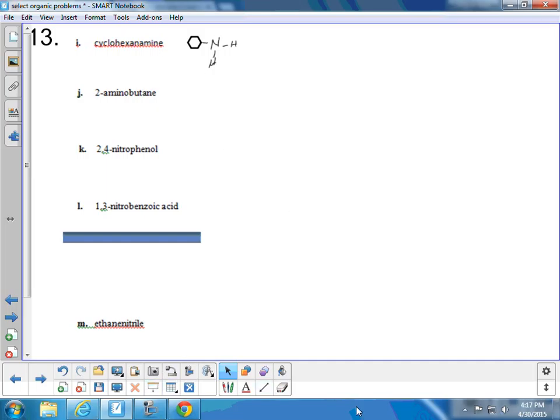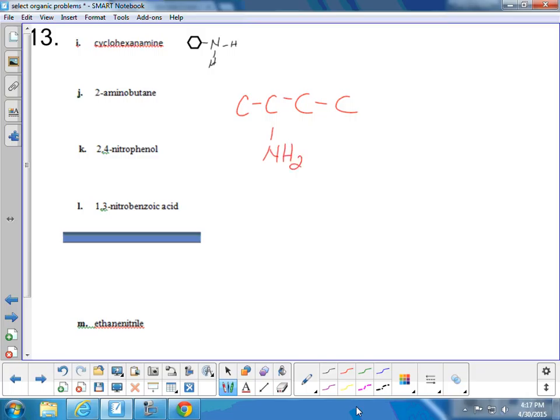Letter J, 2-aminobutane. So let's start with the chain. That's but-, that's 4. 2-amino. So amino is another prefix that they use for amine. So that means on the second carbon, we're going to put a nitrogen. Remember, nitrogen has to bond 3 times, and it's only bonded once. So we can put it as NH2. And then you're going to fill in the rest of your bonds with hydrogen.